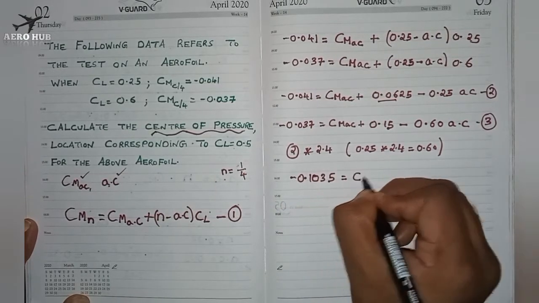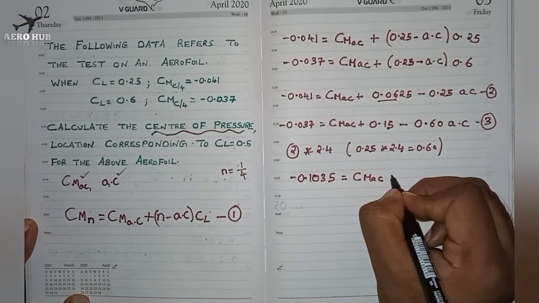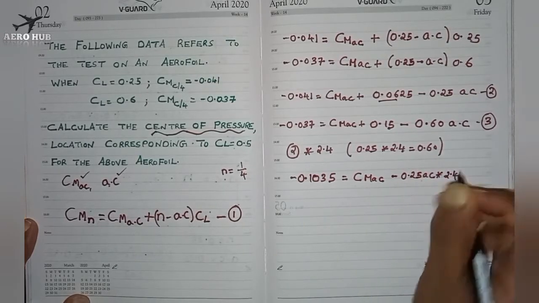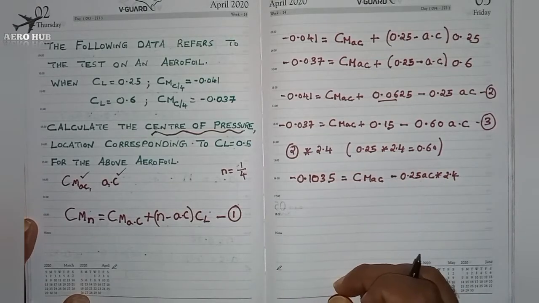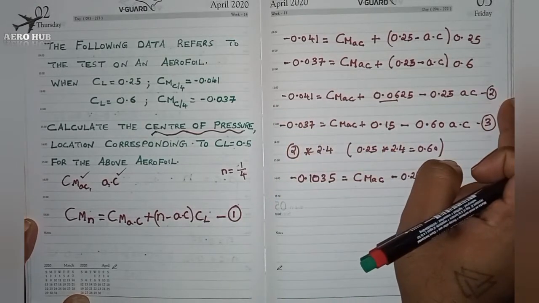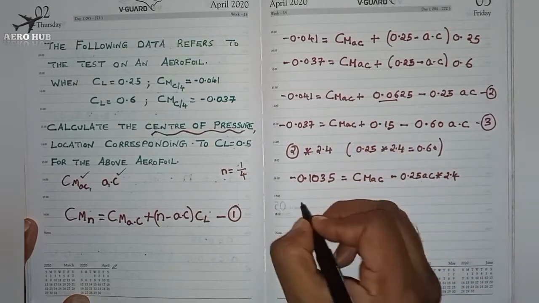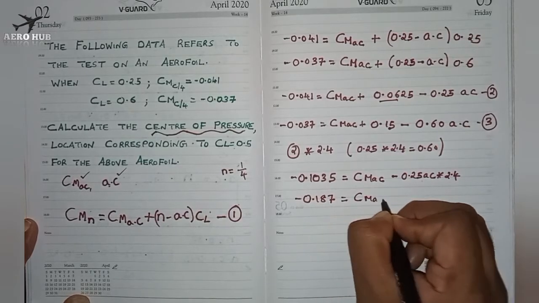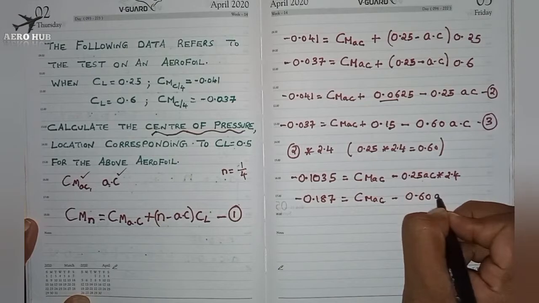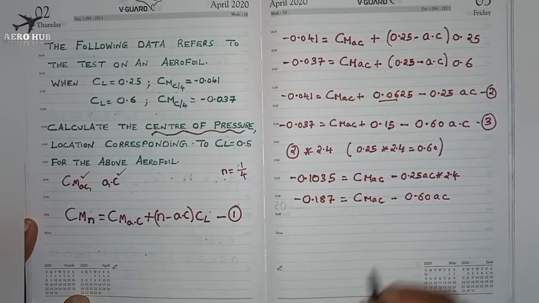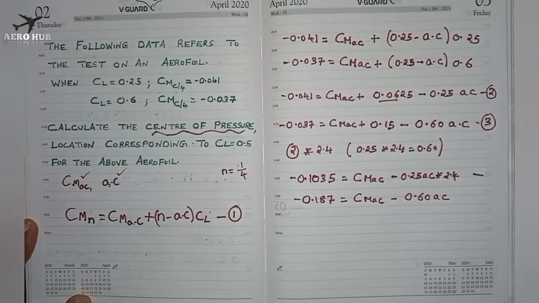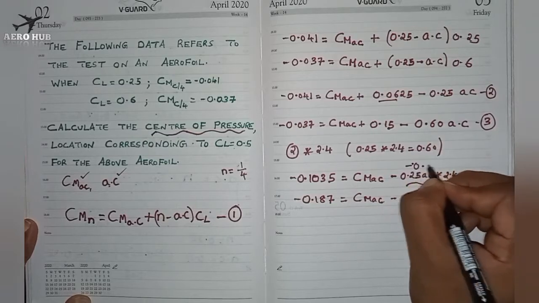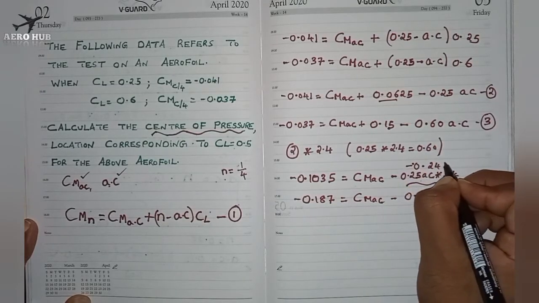0.1035 is equal to CMAC minus 0.25 AC into 2.4. I multiplied here and this also multiplied here, the entire equation by 2.4. And this will be going this side, minus 0.187 is equal to CMAC minus 0.60 AC. So I will be getting, and just subtracting, this value will be equal to minus 0.2484.